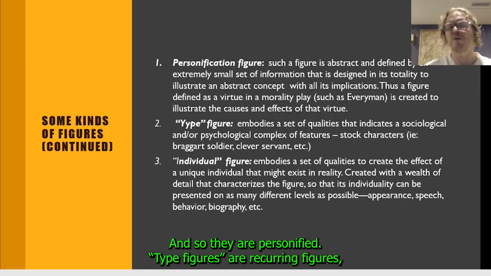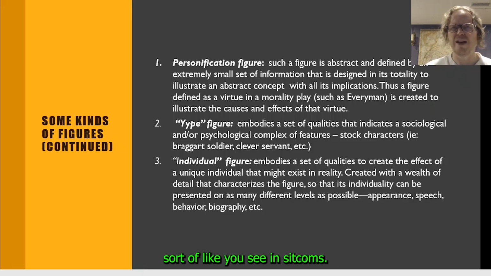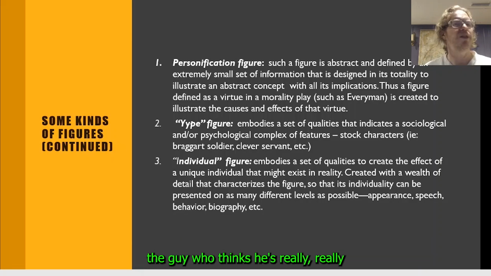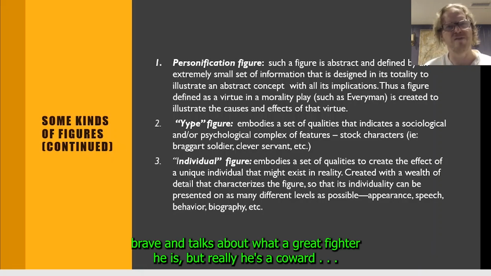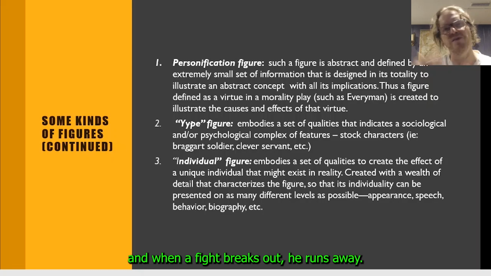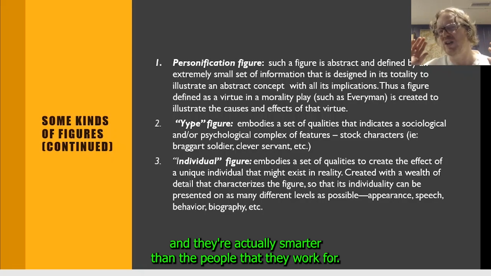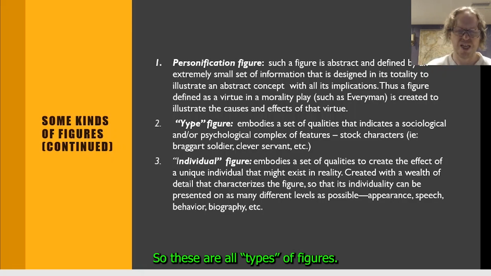Type figures are recurring figures, sort of like you see in sitcoms, and they've been around forever, though. Stock characters, like the braggart soldier, the guy who thinks he's really, really brave and talks about what a great fighter he is, but really he's a coward, and when a fight breaks out, he runs away. The clever servant, the maid or the butler who's in charge of the house, and they're actually smarter than the people that they work for. So these are all types of figures.